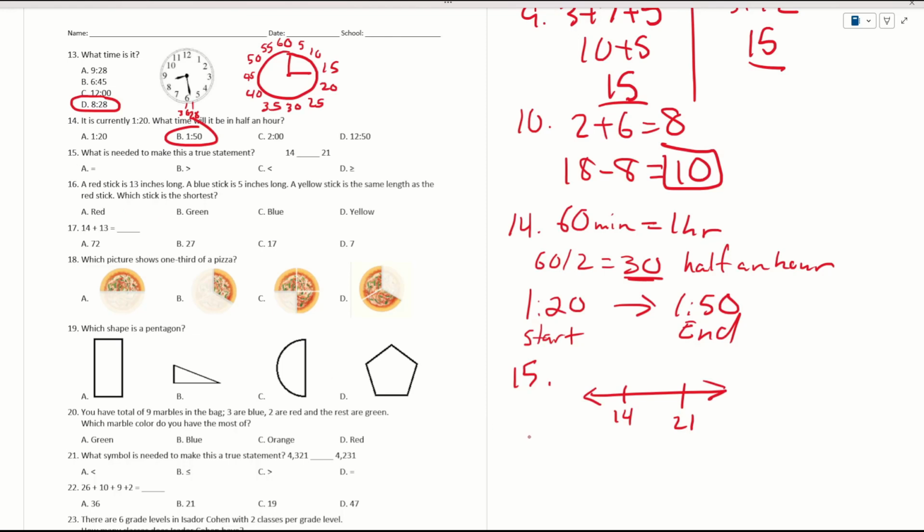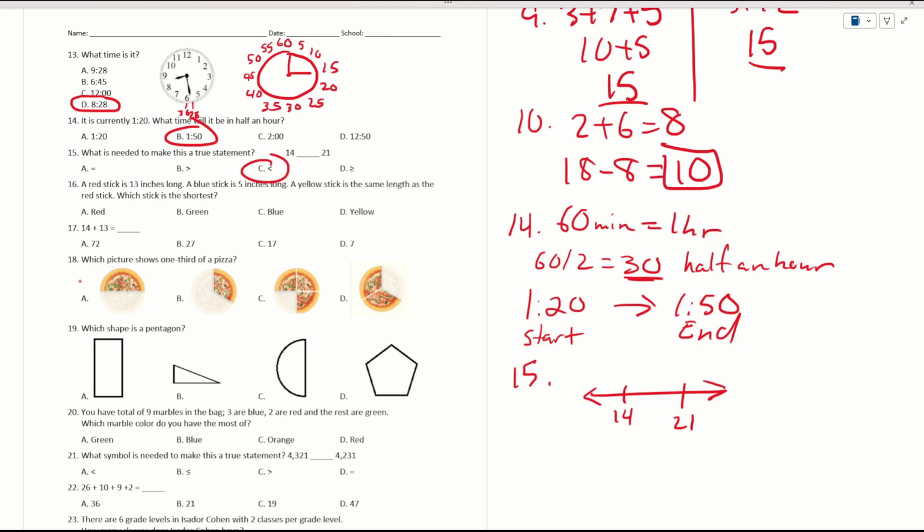So, for example, if we have an apple and an apple, they're the same. So we use the equal sign to make that a true statement, right? If we have 2 apples and 1 apple, that means we have to use a greater than sign, because 2 apples is more than 1 apple. So for this one, it's going to be C, because 14 is less than 21.